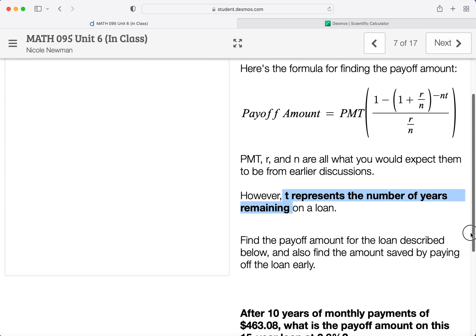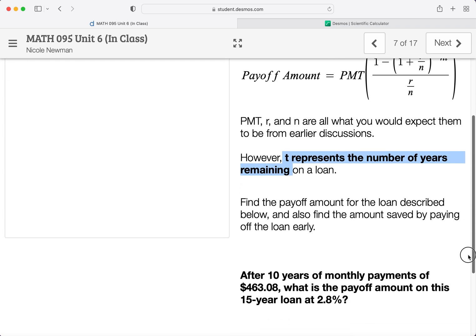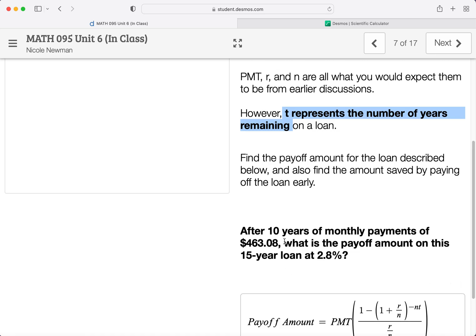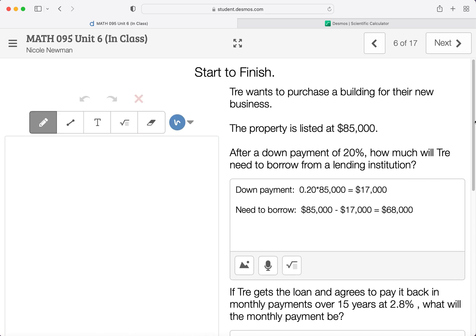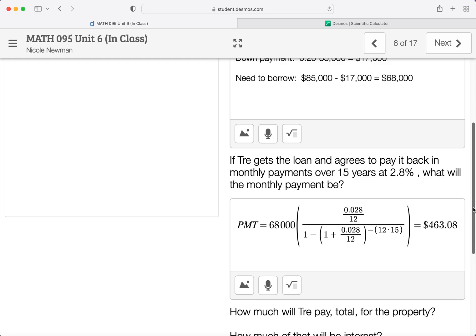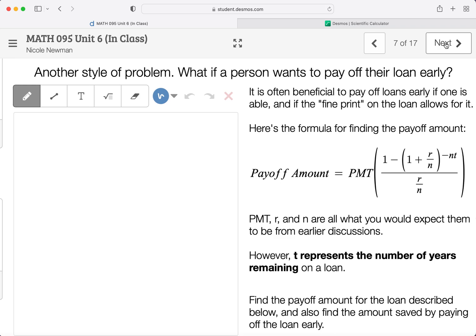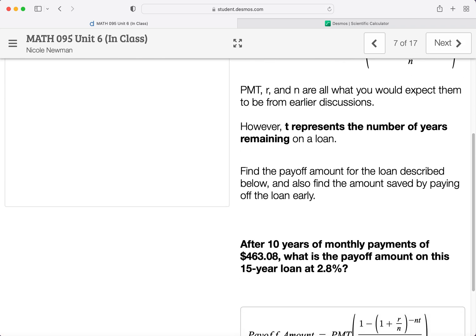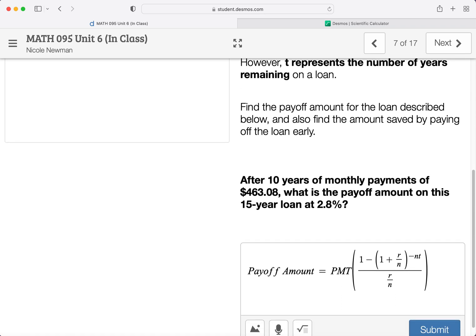So find the payoff amount of the loan described below, and find the amount that we save by paying off the loan early. So after 10 years of monthly payments of this level, what's our payoff amount? Is this the same problem as before? Yeah, it is. It's related to Trey's situation. I didn't put that in there. All right, so Trey's going to pay for 10 years, and that means that they will have 5 years left to pay. Here's the formula.